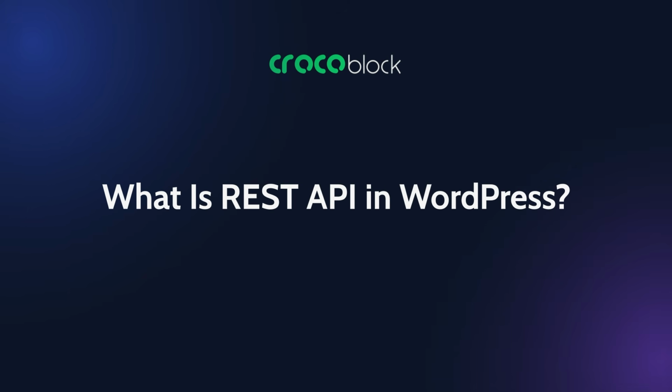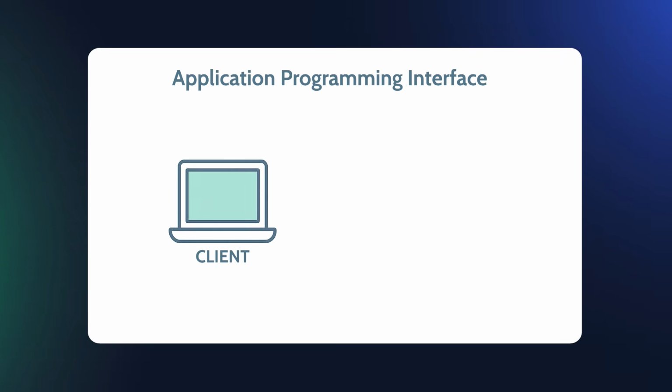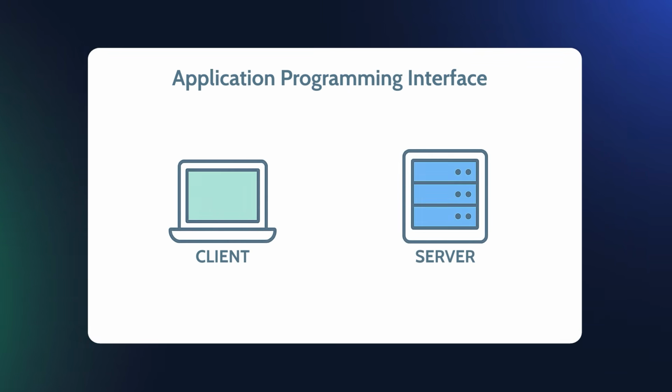Let's quickly cover what REST API is. API stands for Application Programming Interface, a way for two systems to communicate. The client, such as a website or app, sends requests. The server, such as another site or service, processes them and sends back responses.